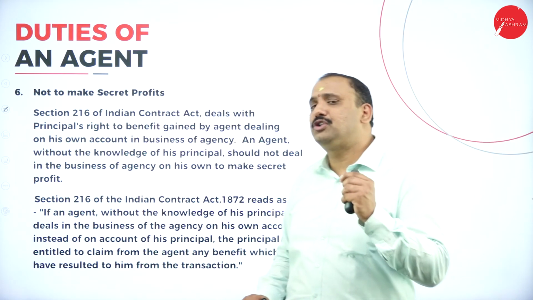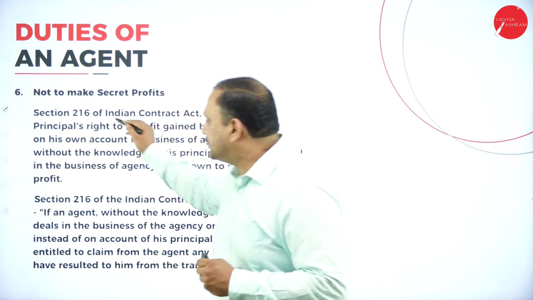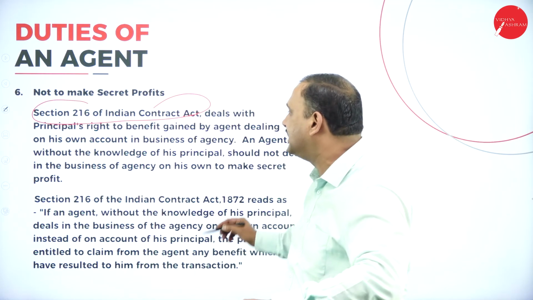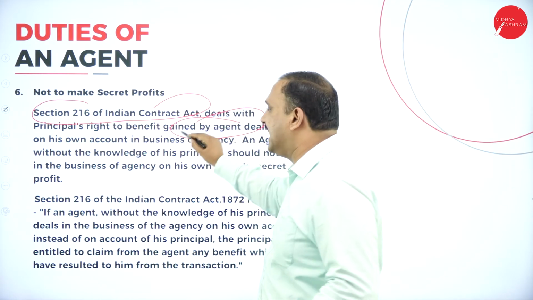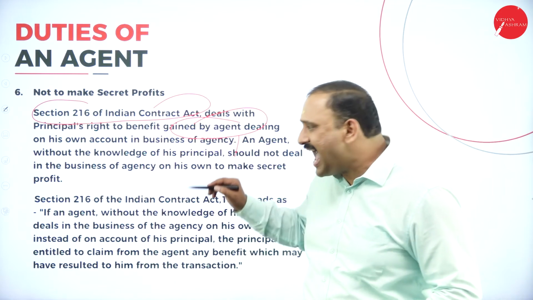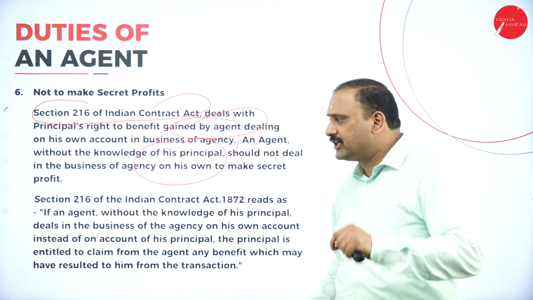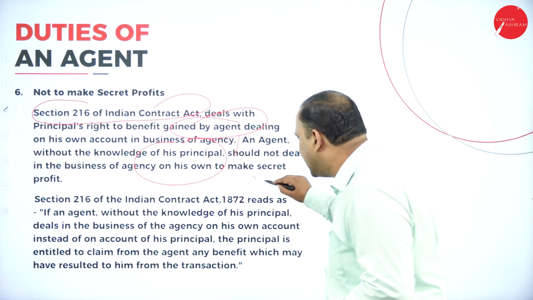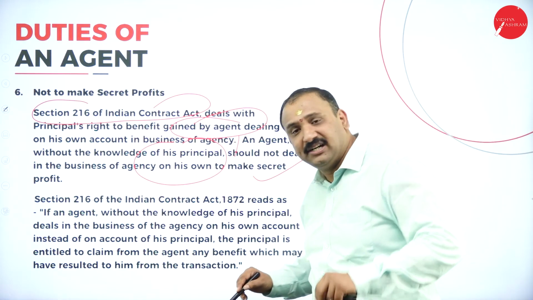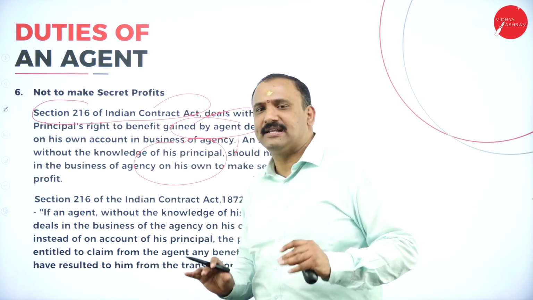Followed by not to make secret profits. This is very, very important again. Section 216 of the Indian Contract Act deals with the principal's rights to benefit gained by the agent dealing on his own account of agency. An agent without the knowledge of the principal should not deal in the business of agency on his own, trying to make his own profit. An agent without the knowledge of the principal should not deal and make secret profits.